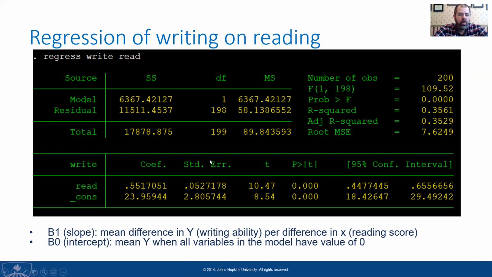There is now a beta 1 term, which is the slope, and that's interpreted on the slide. This beta 1 represents the mean difference in y per unit difference in x. So this means that there's a 0.55 point increase in writing ability per 1 unit difference in the reading score. And again, the beta naught intercept has the same interpretation, but the value has changed. The intercept is the mean value of writing ability when all the variables in the model have a value of 0.